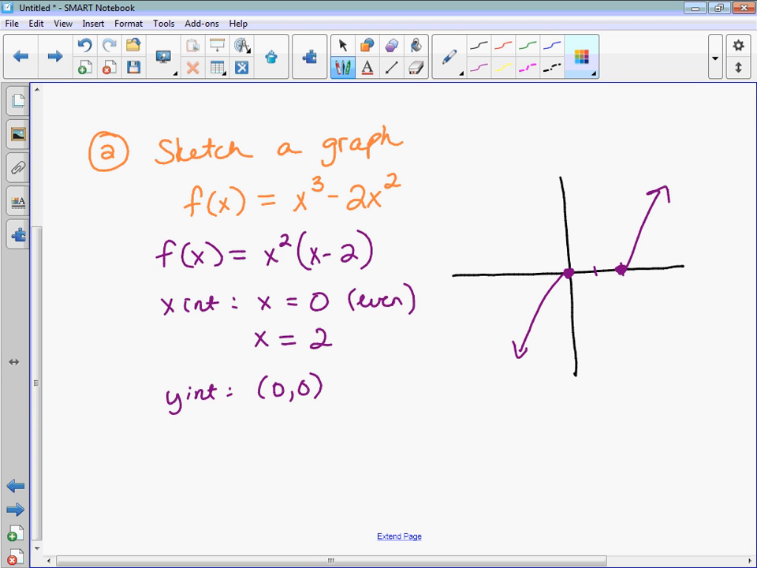This one I know just has to cross the x-axis because there was no multiplicity. This being even means it's going to bounce off of the x-axis. So it touches the x-axis and then comes right back down, and then I can cross here. So that's what your final graph looks like.